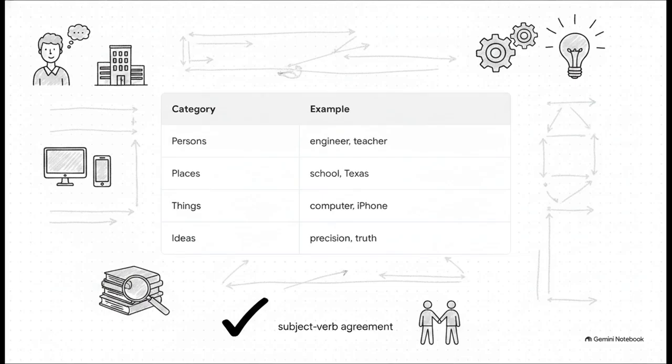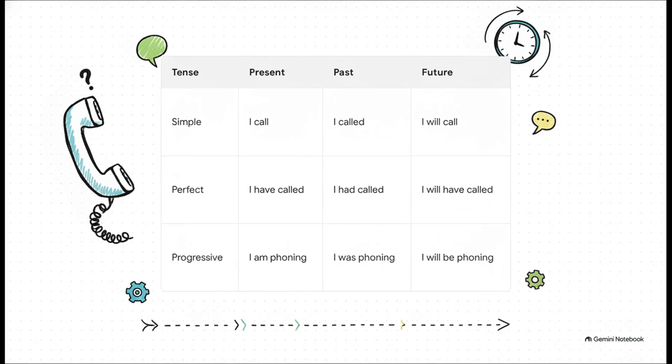Now, while people, places, and tangible things like an iPhone are super easy to spot, pay special attention to that 4th column, abstract concepts. Words like precision, well-being, organization, or science, those are nouns too, and they behave structurally just like a person or a place. Next up, we have our verbs, which express an action or a state of being.